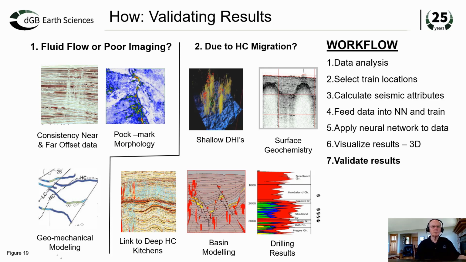Now, consistency between basin modeling and chimney results is especially critical because they are totally independent views of hydrocarbon migration, and when they are similar, they validate each other.